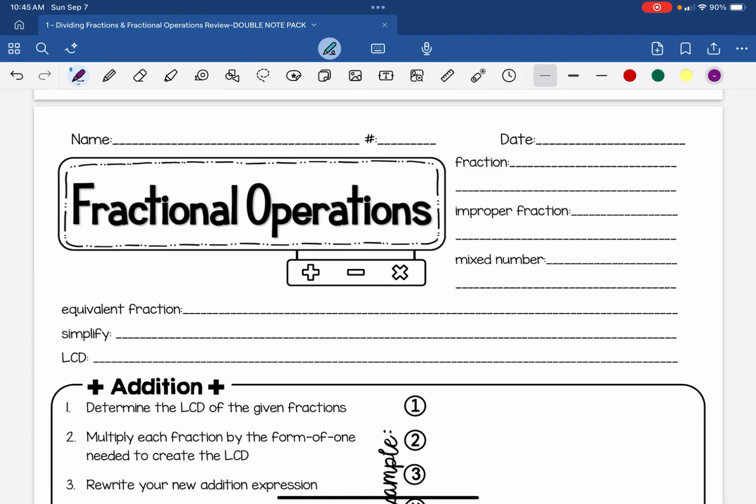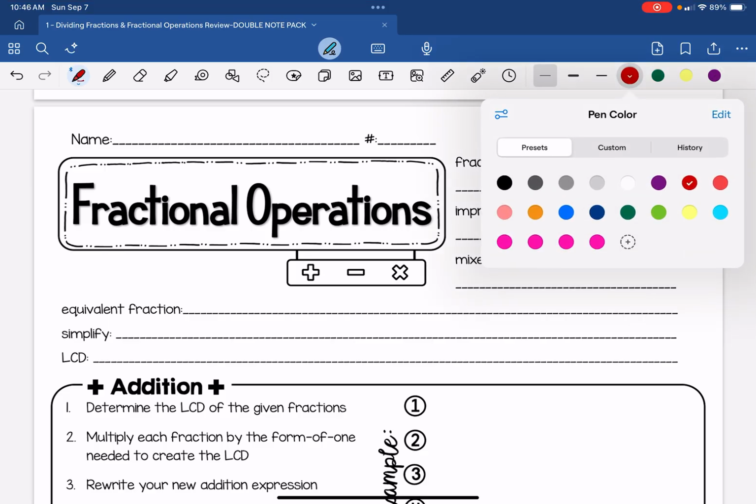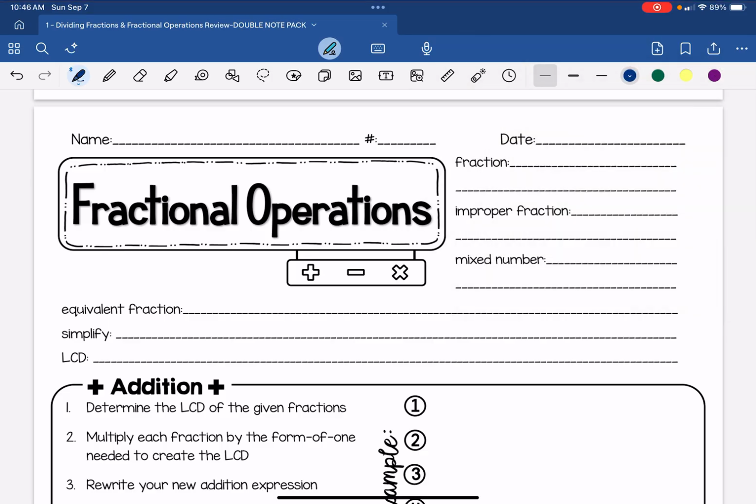Hi, today we're going to talk about fractional operations. We're going to talk about addition, subtraction, and multiplication of fractions. You need to make sure you either have this glued in your notes now, or when you're finished writing out your notes, you glue this into your math notebook with your other notes. You need to have everything written down. So if you need to pause the video, please do that so you can make sure you have everything.